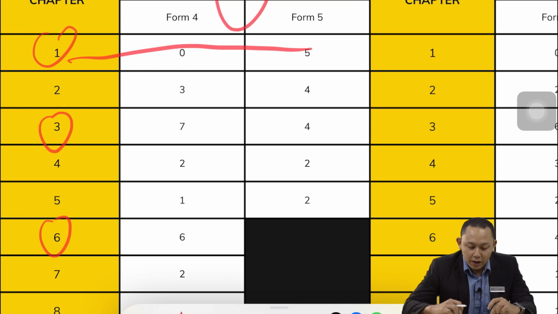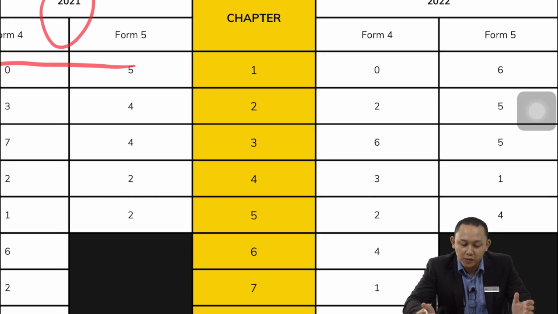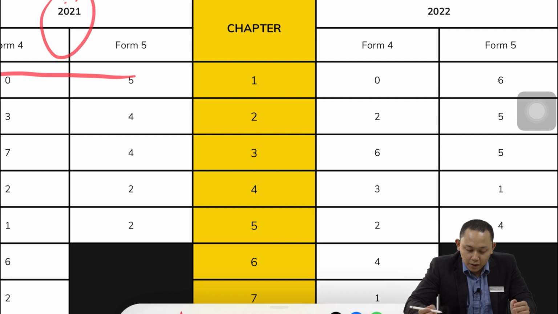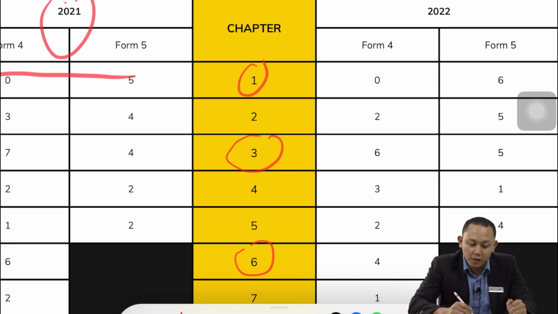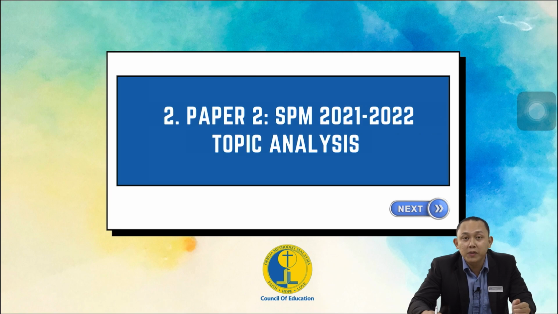Now we look at 2022, same thing also. If you can see from here, chapter 3 Form 4 and also chapter 6 Form 4 are the most asked questions for last year's SPM, and the same thing happened for chapter 1 Form 5, which is your redox. Alright, so let's proceed with the paper 2 analysis.